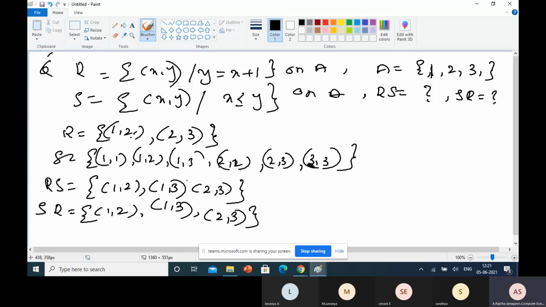So now you can observe here both of these two are the same: 1 2, 1 3, 2 3. But always this is not possible. Here R composed with S and S composed with R, only here it is true, but in all cases this is not possible. And one more example.